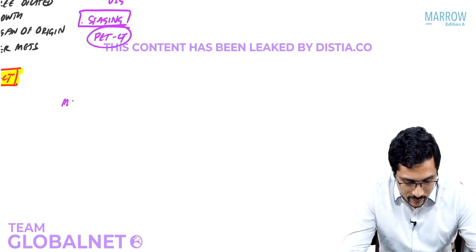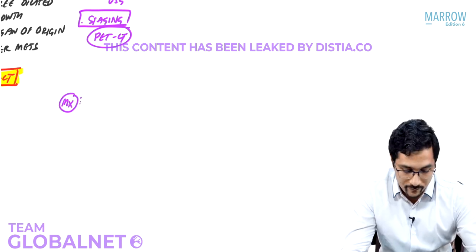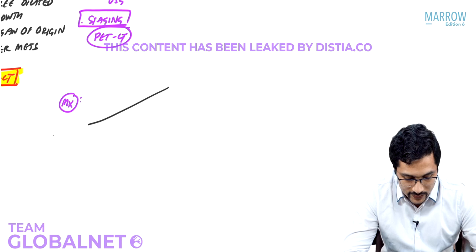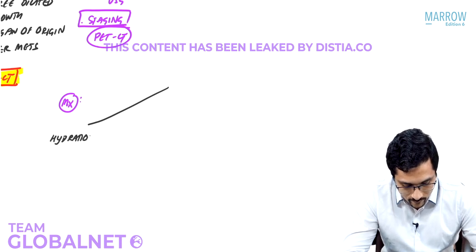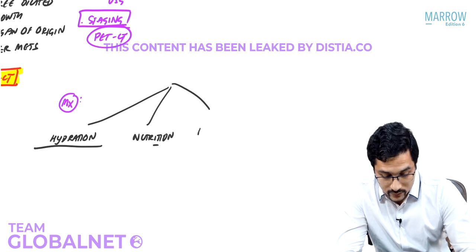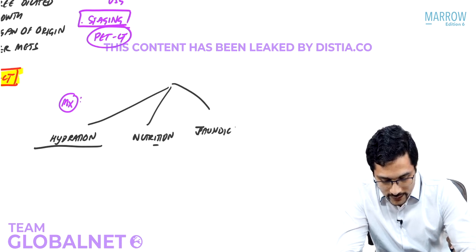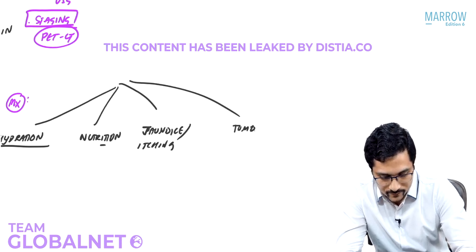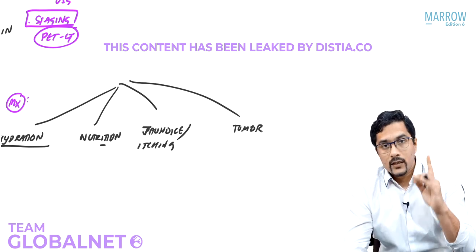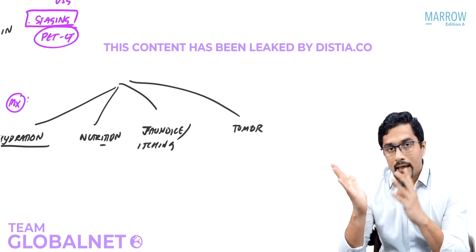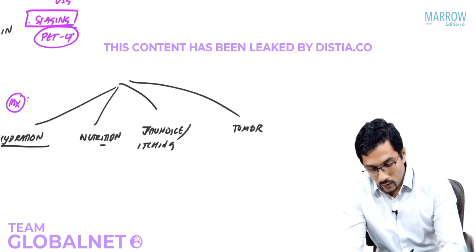Now, the management of these patients, before we take up the patient for surgery, any case of obstructive jaundice, you always have to answer, I will manage the hydration, I will manage the nutrition, I can manage the jaundice or the itching, and we have to treat the tumor. So that is how you will answer. Just don't say straight away surgery. Say I will manage the hydration, nutrition, the jaundice, and we can manage the tumor along with that.